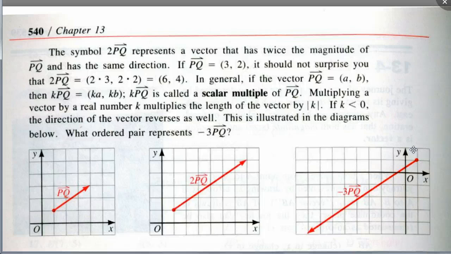So that's why it says multiplying a vector by a real number K multiplies the length of the vector by the absolute value of K, because K doesn't have to be positive. K could be negative. So that's a nice illustration that shows you how it's 3 times as long as PQ, but it goes to the opposite direction.